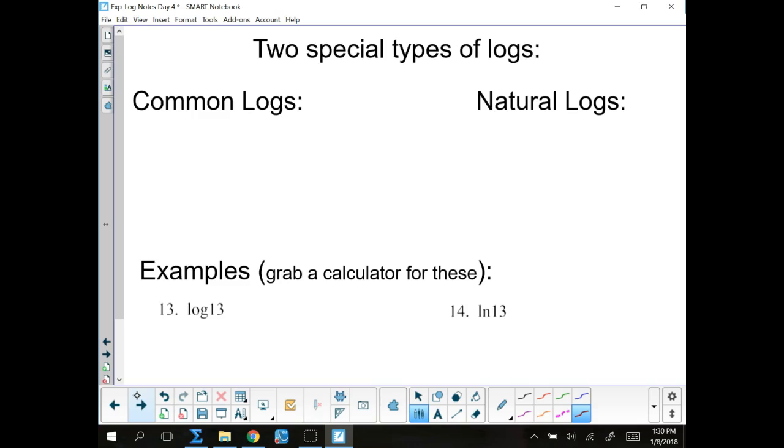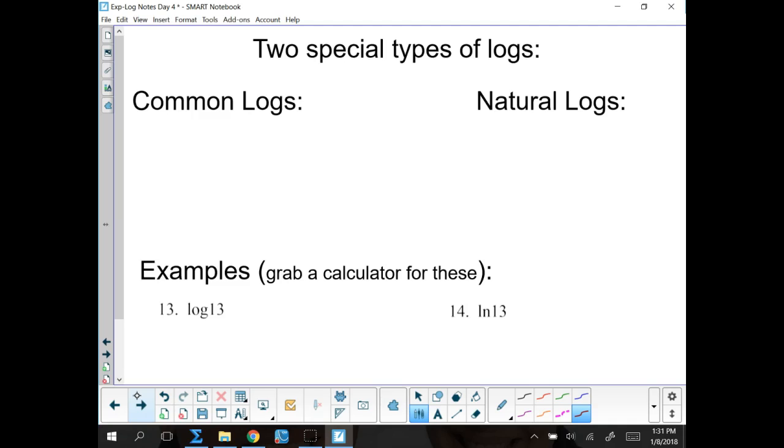There are two special kinds of logs out there. There's common logs and natural logs. So we will need a calculator to evaluate these because these can be evaluated on any calculator. It doesn't have to be a special kind of calculator. As long as it's scientific, it's got both common log and natural log on it. Common log is the log key on your calculator. Natural log is the ln key on your calculator.